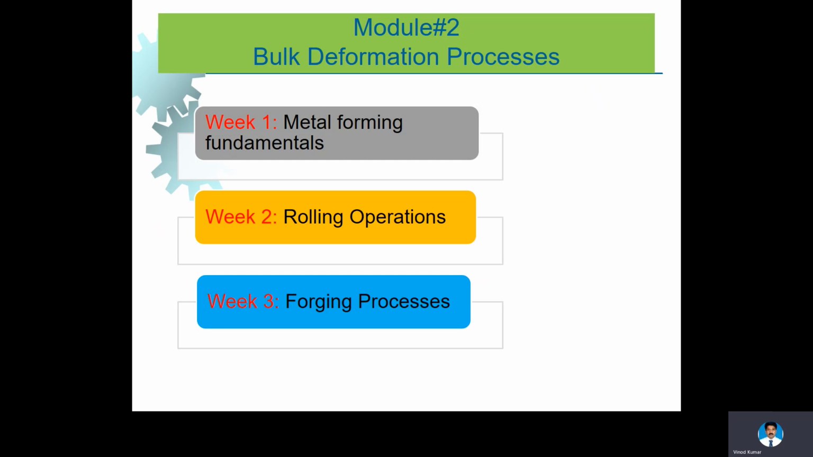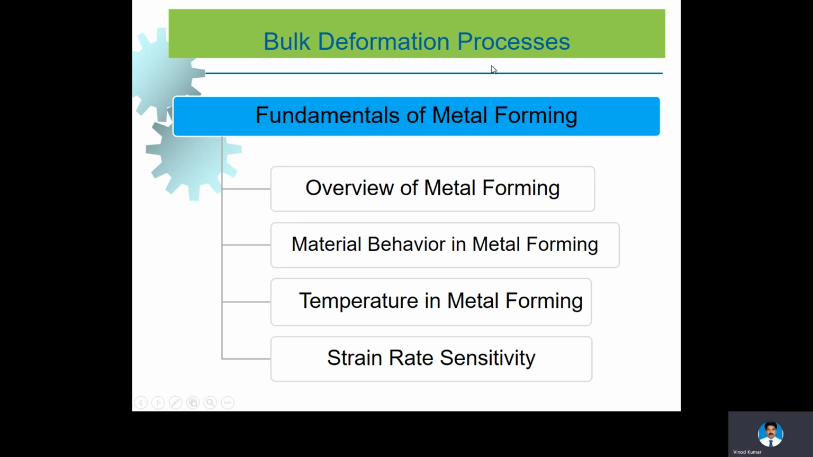In bulk deformation process, we are going to discuss metal forming, the fundamentals of metal forming. Then in week 2, we will talk about rolling operations, and in week 3, forging operations. So rolling and forging are metal forming operations. Let us start with the fundamentals of metal forming. We are going to talk about an overview of metal forming, material behavior in metal forming, temperature, and strain rate sensitivity.